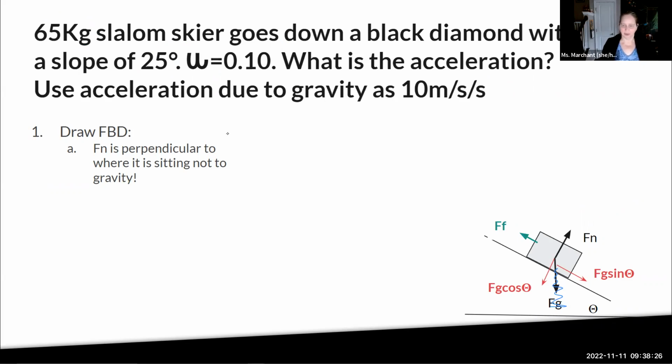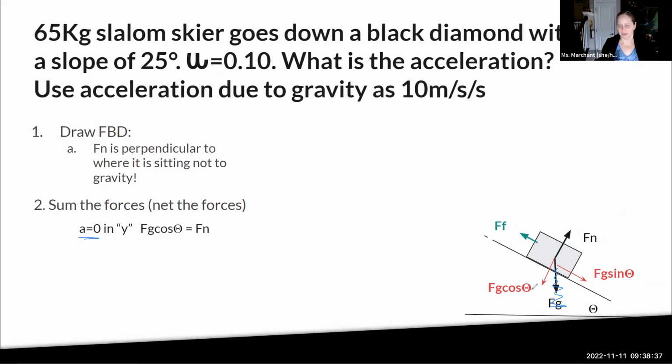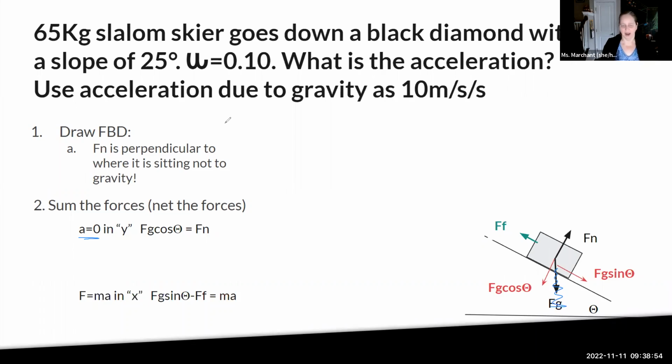So what do I have? Let's start with the y direction. Why? Because there is no acceleration. So I know that the force of gravity times cosine theta is going to be equal and opposite the force of normal. That's going to be super helpful. For my second part, what's my x direction? I'm going to have the force of gravity sine theta minus the force of friction, because it's going opposite the motion, and that's equal to mass times acceleration. Okay. What do I know? Force of gravity is mass times gravity. I have my angle. I don't have my force of friction.